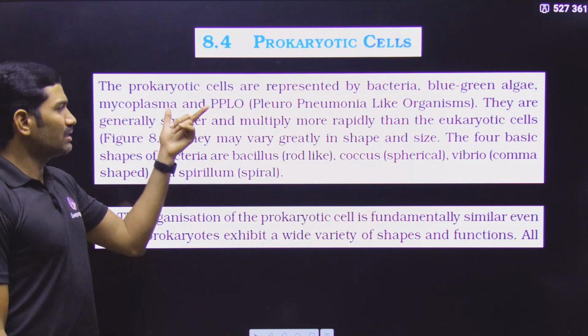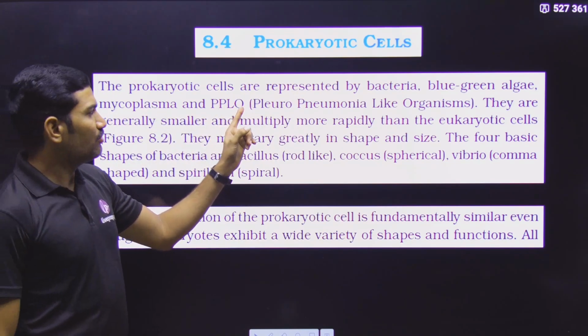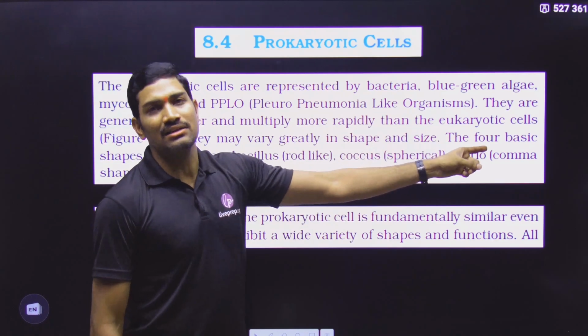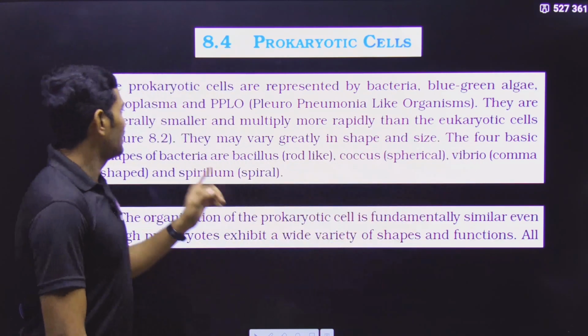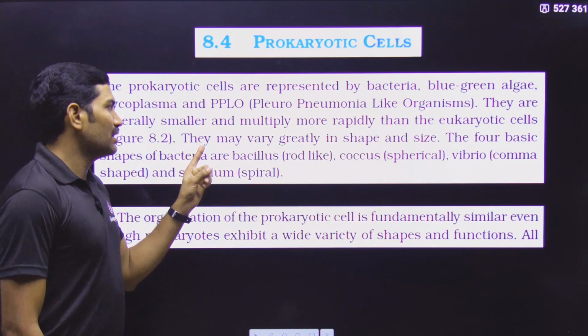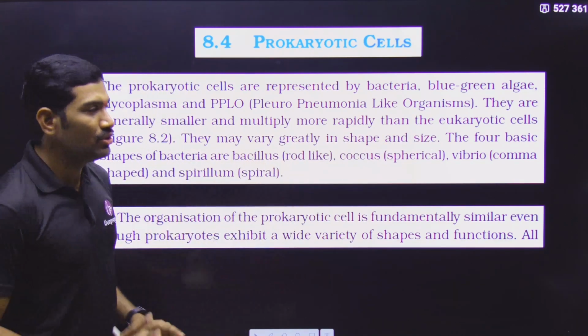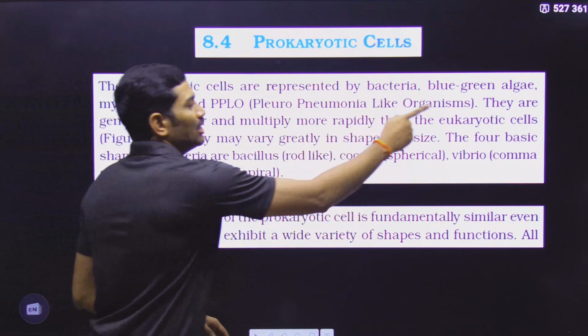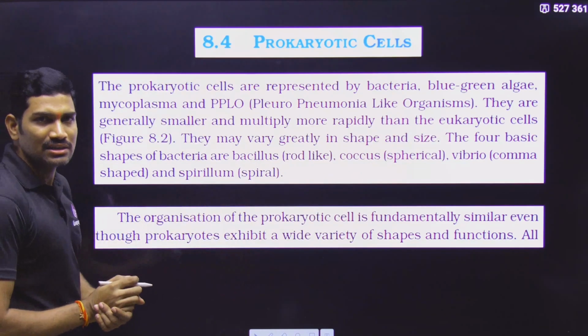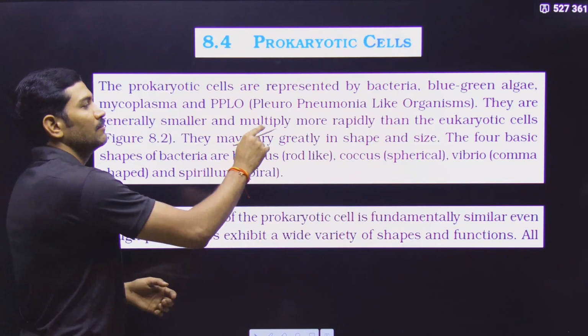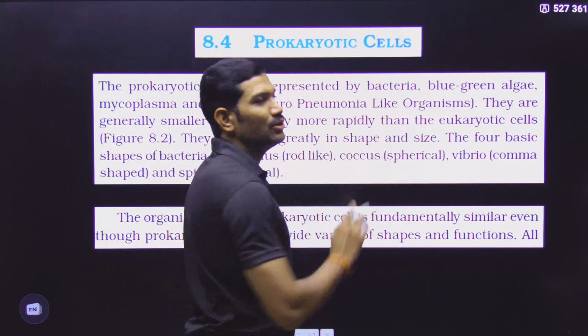Please remember this, but they have given separately. PPLO, what is the full name? Pleuropneumonia like organisms. Clear? Next one. They are generally smaller and multiply more rapidly than eukaryotic cells. So they are comparing with eukaryotic cells. Smaller than eukaryotic cells. Already we have studied the size. So based on that we can say this. Multiply more rapidly than eukaryotic cells.